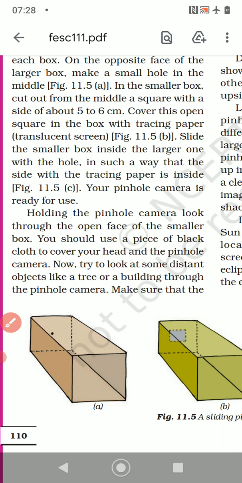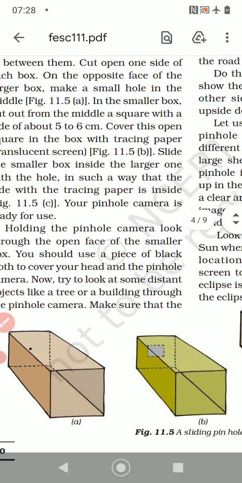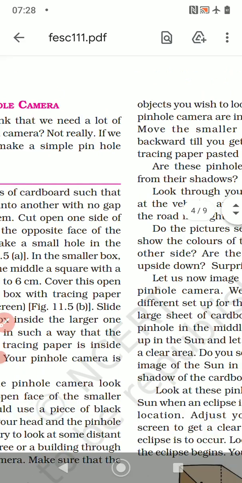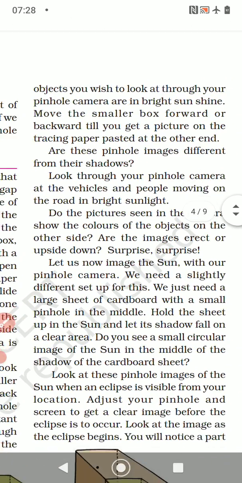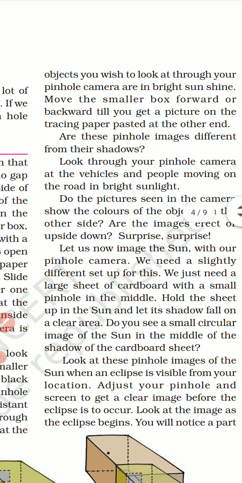You should use a piece of black cloth to cover your head and the pinhole camera. Now try to look at some distant object like a tree or a building through the pinhole camera. Make sure that the objects you wish to look at through your pinhole camera are in bright sunshine.